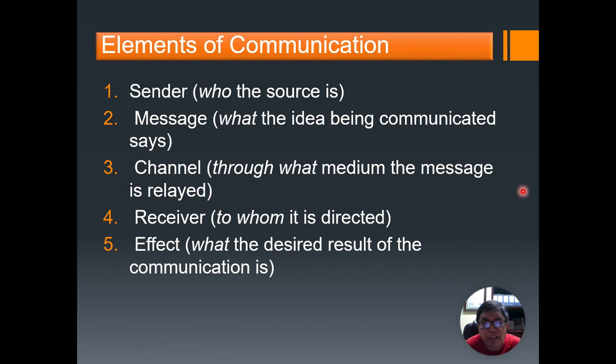Now, there are also the five elements of communication, to make it much shorter, since there are other experts who would say that this could be a much shorter version. However, the previous slides are much more specific considering the entire situation. But we may also call the five elements of communication the sender, the message, the channel, the receiver, and the effect. The effect of what you have communicated, the desired result of the communication process. Okay?